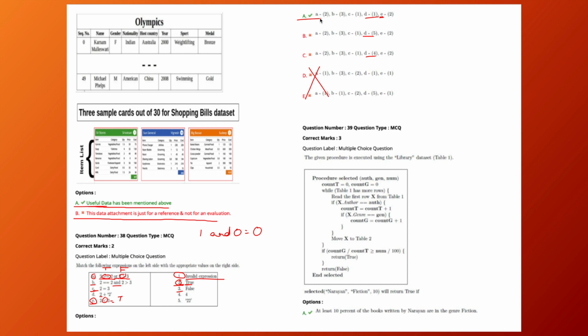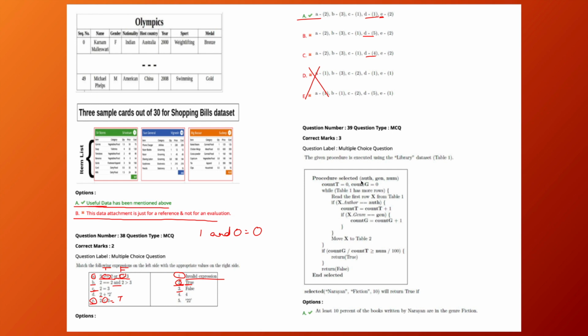So we have a variable called count t initialized to 0. We have a variable called count g initialized to 0. Then we iterate through the table. You use a while loop and we read the first row x from the table. Then we say that if x.author is equal to auth, that is the parameter that we have chosen, or we have in fact inputted this parameter into that particular procedure called selected, we increment the value of count t by 1.